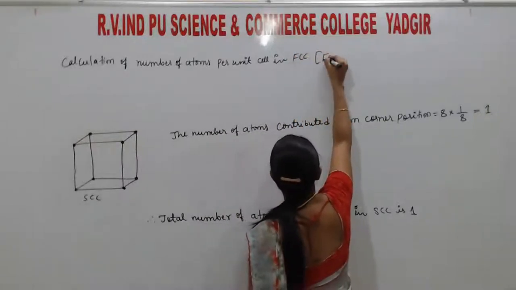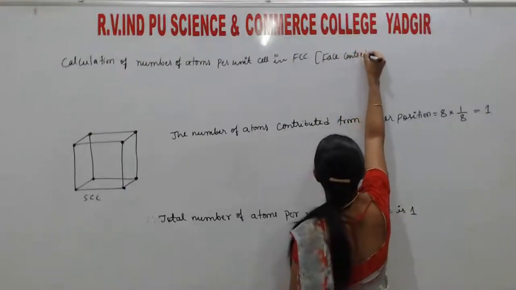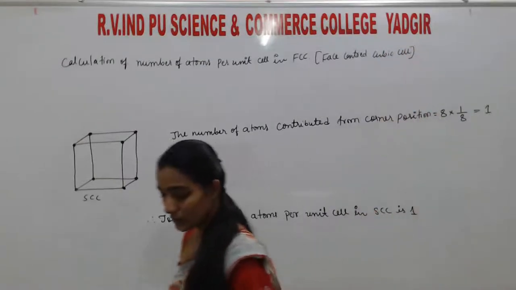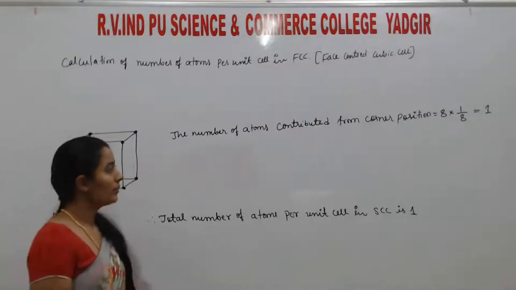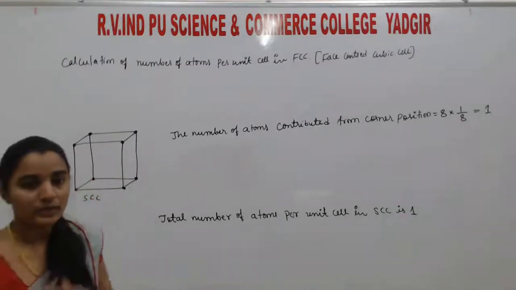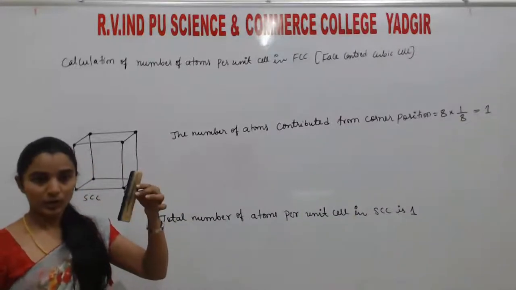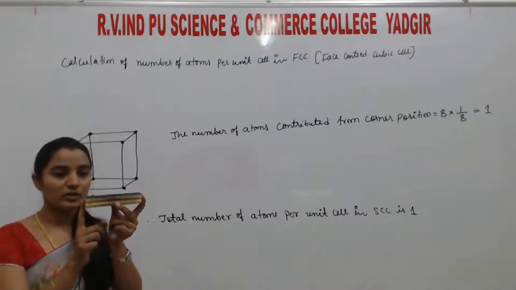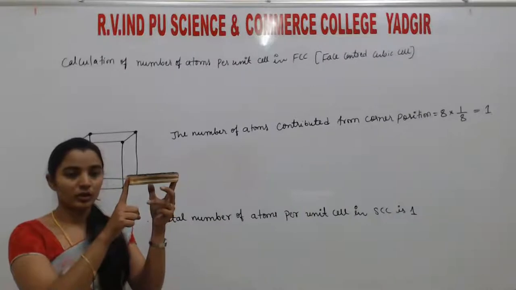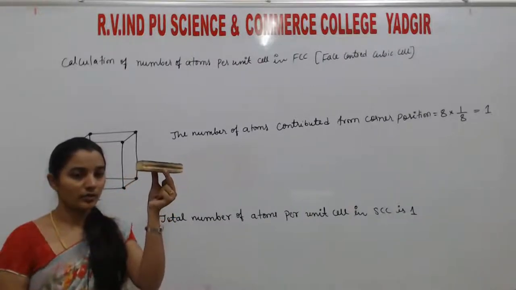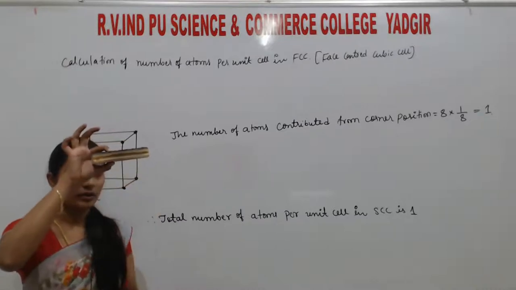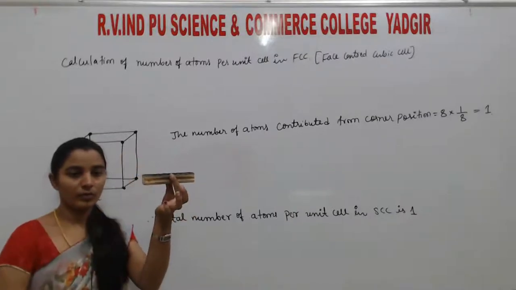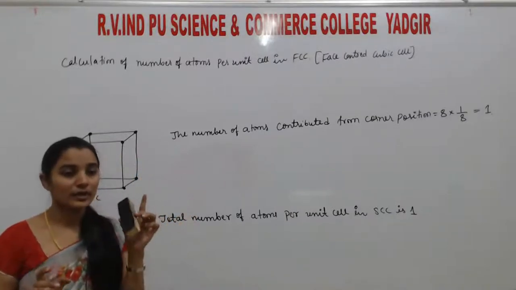FCC. Okay, FCC means face centered cubic cell. Means, listen, if this is an example of a cube here, okay, listen. So this is an example of one simple cube. Here, this is one face, this is one face, these two. Okay, this front and back are another two faces. This above and below are another two faces. What are those? Front, left, right, above, below, front, back. Means six faces are there for a single cube.